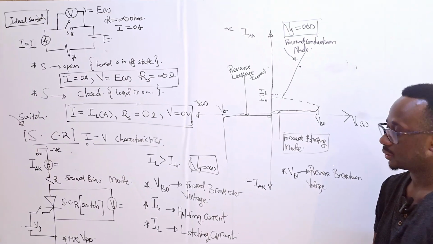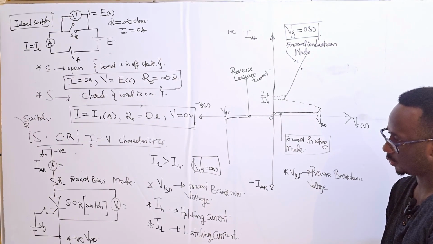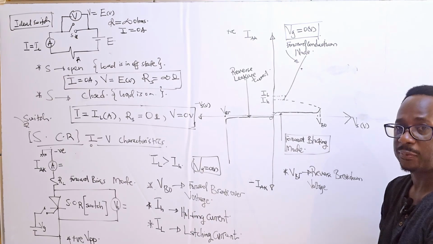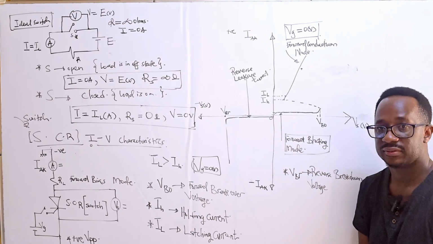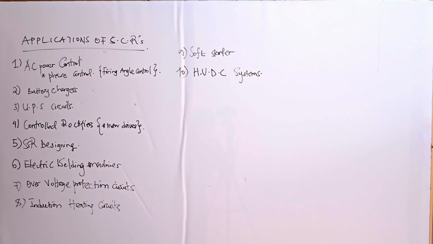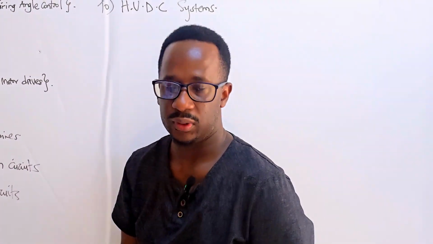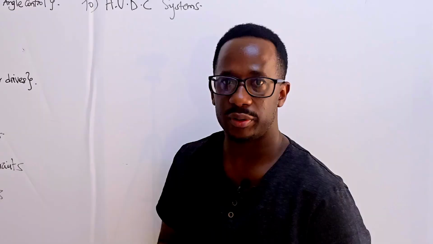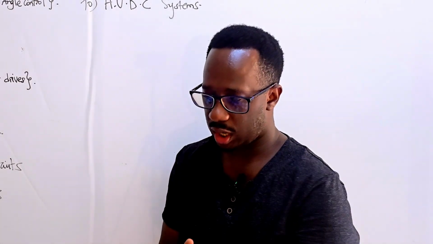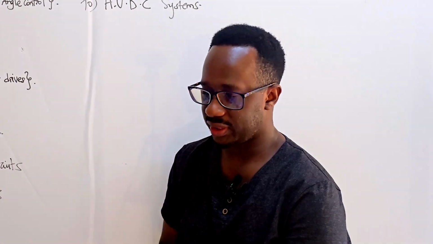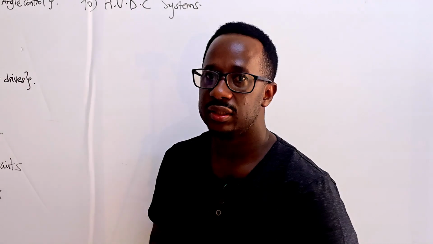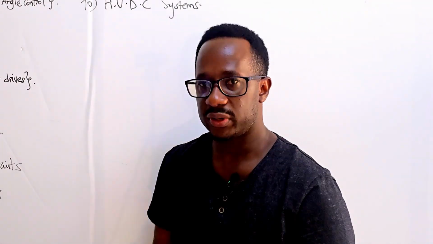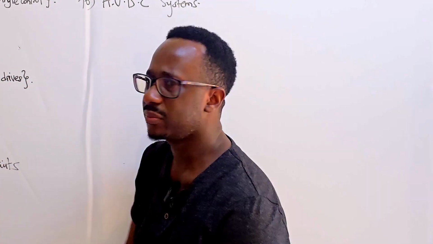Let's just list, in the last section, a couple of applications of such a device. Angle. So we will look at what the firing angle is. We will look at details on how an SCR switches. So that is in the triggering circuits, or what we call commutation circuits. We will look at that.